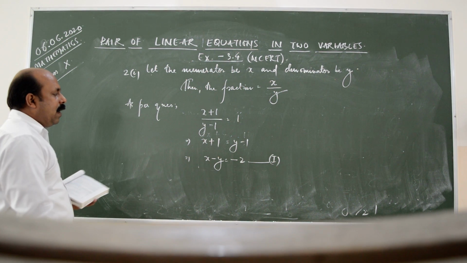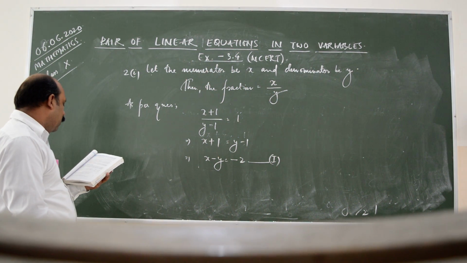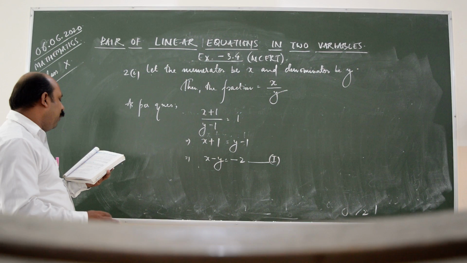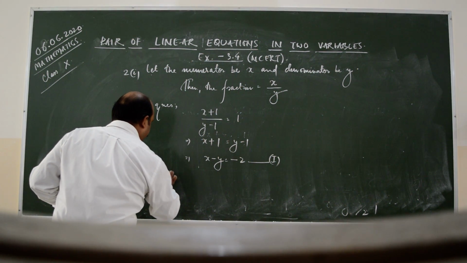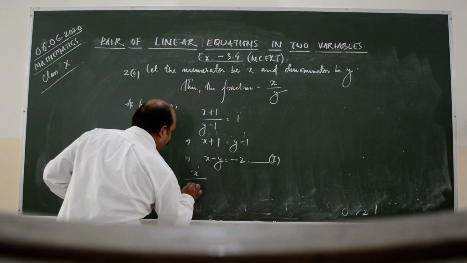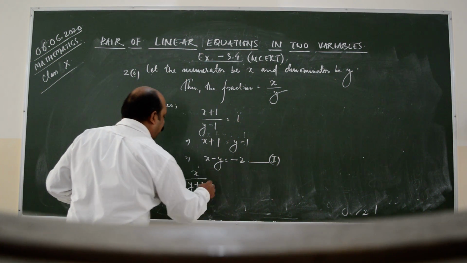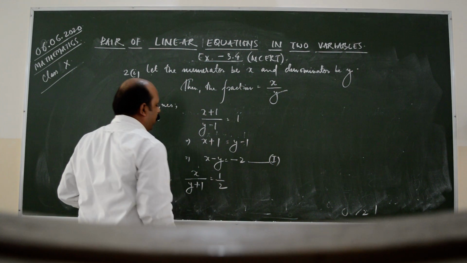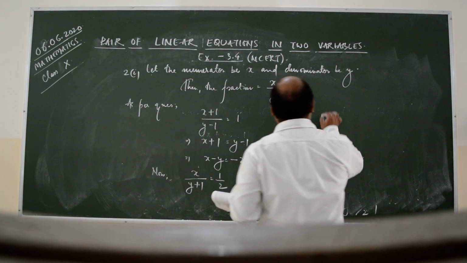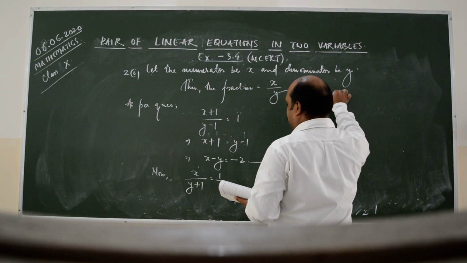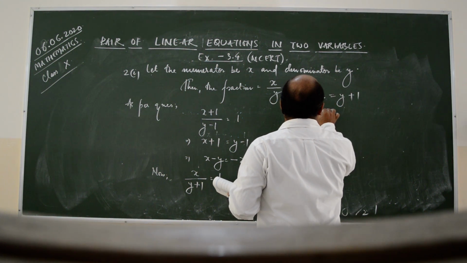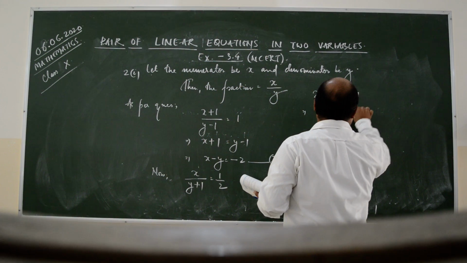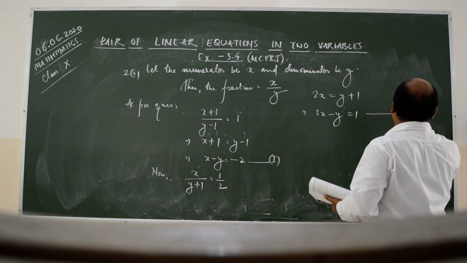In the same manner, we will form the second equation also. It becomes half if we only add 1 to the denominator. It means now x by y plus 1 is equal to 1 by 2. So again we will do cross multiplication. 2x is equal to y plus 1. So 2x minus y is equal to 1. This becomes the second equation.